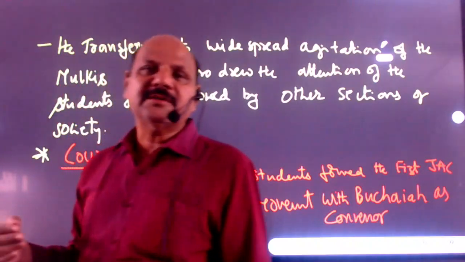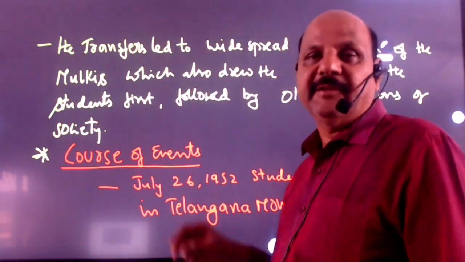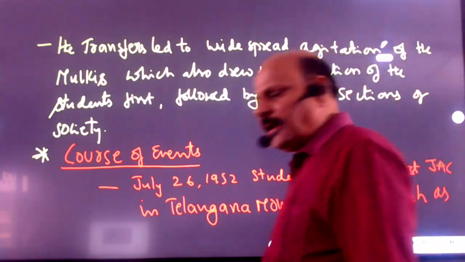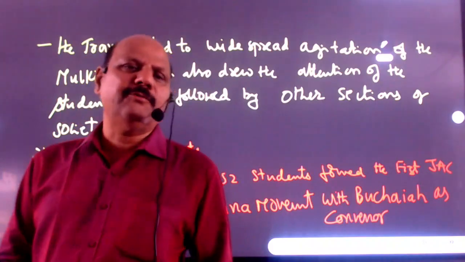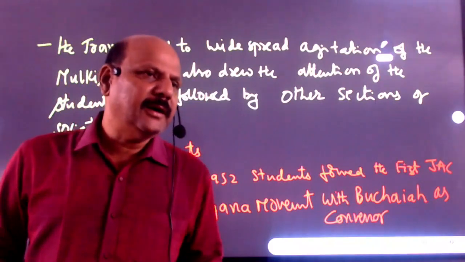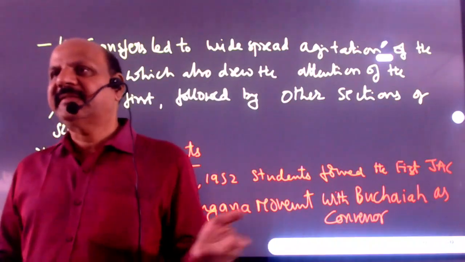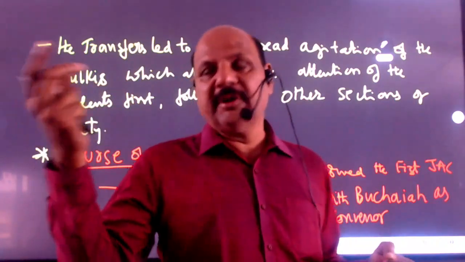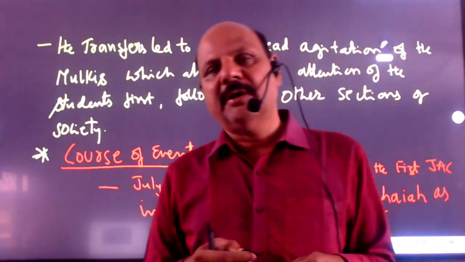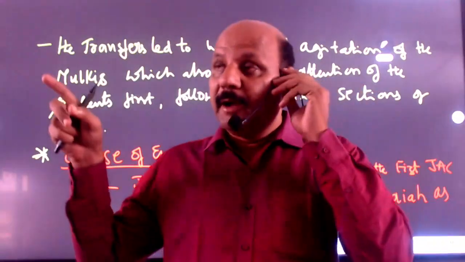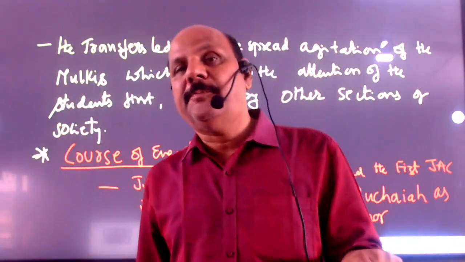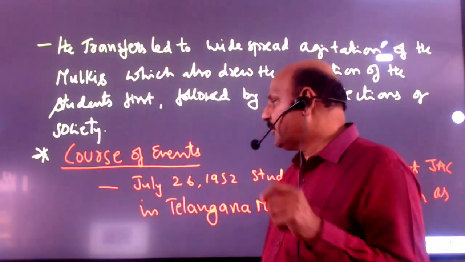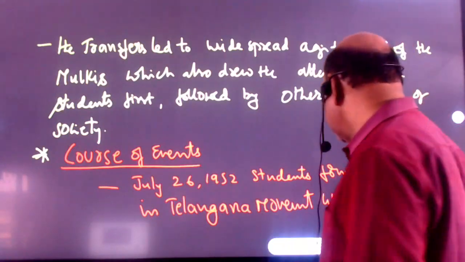The next part of the answer should be on the course of the events. What are the course of the events? During the Telangana movement, the most common word that we heard was JAC. Even on bikes or scooters, everybody wrote OU JAC and all that. Later, Professor Kodandaram and others were also part of the Joint Action Committee. Every association, every professional group formed Joint Action Committees. The first such Joint Action Committee in the Telangana movement was formed on July 26, 1952.